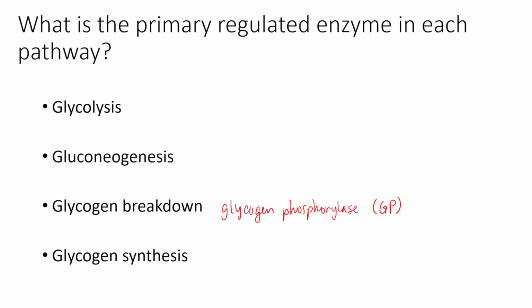Any other ones? Glycogen synthesis would be glycogen synthase. Yeah, glycogen synthase. And these 2 enzymes are essentially doing the opposite functions of each other in glycogen synthesis versus breakdown. They're removing or adding those alpha-1,4 glycosidic bonds. So they both are getting regulated so that you're only making the bonds or only breaking the bonds at any one time.